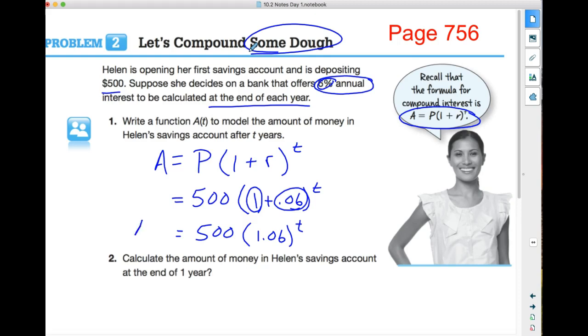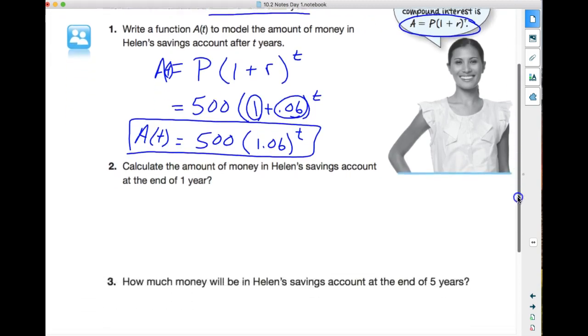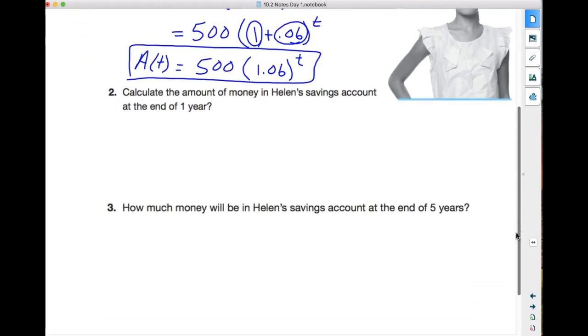So this A of t function, I should have put my t up here too, A of t function, I can plug in an account. This is reflecting she only deposited money one time, never again, and she's just letting it sit for as many years as she wants to find out how that $500 is going to grow on its own, okay? So let's say she put that money in there. We want to know how much is going to be there in the end of 1 year.